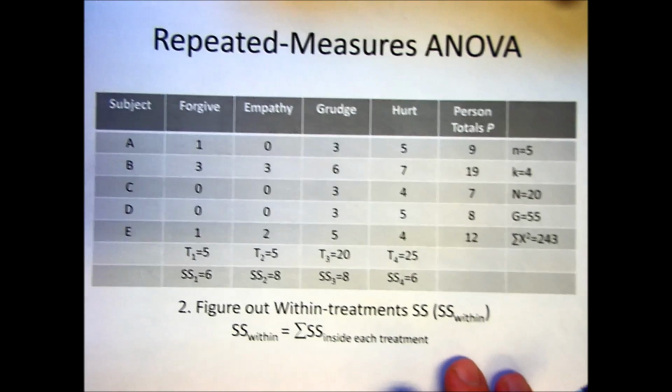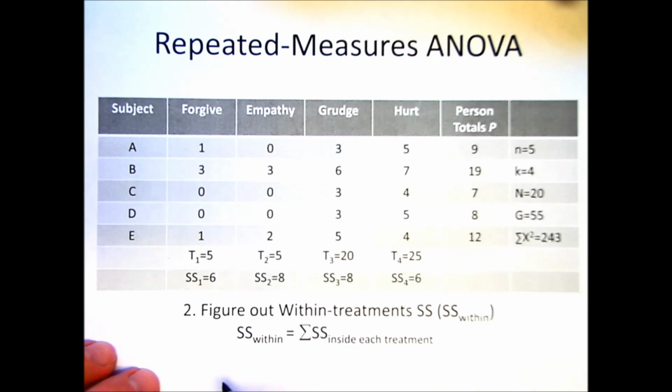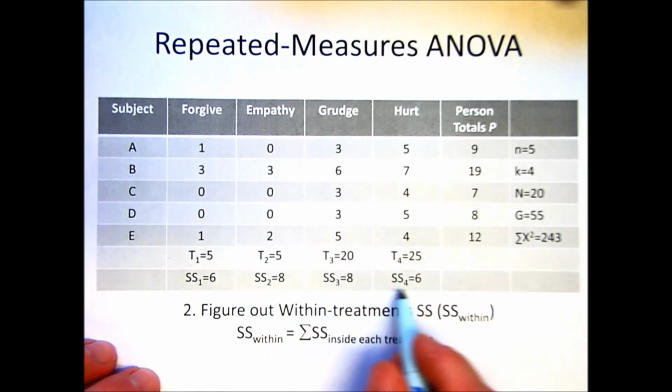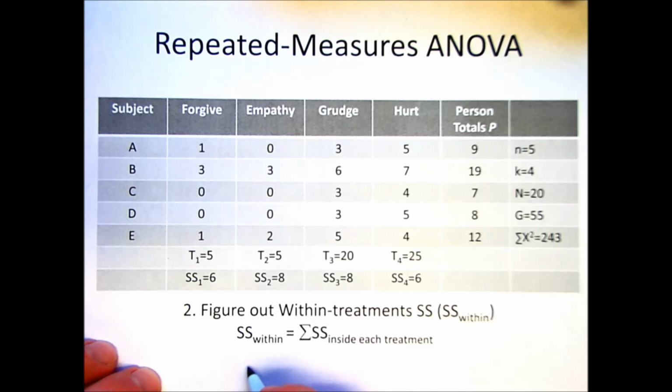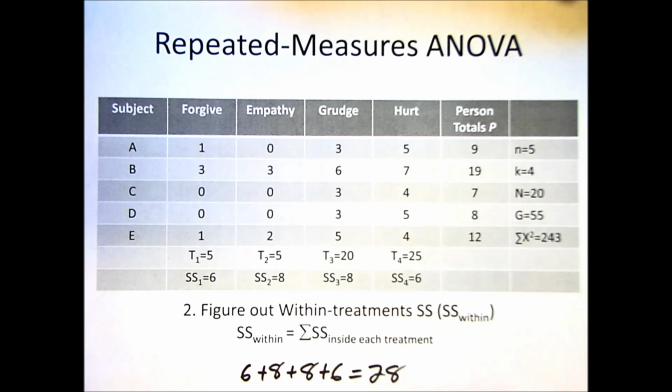Sum of squares, this is just like what we did with the one-way ANOVA. It's quite easy. We just take the sum of squares within each of these conditions. So 6 plus 8 plus 8 plus 6. We add that up, and it's 28. So our sum of squares within is 28.